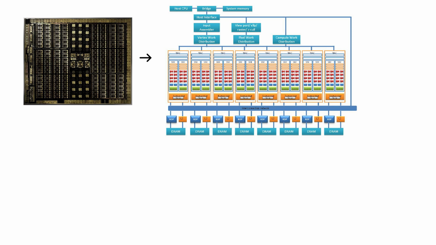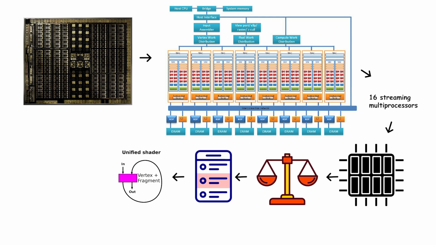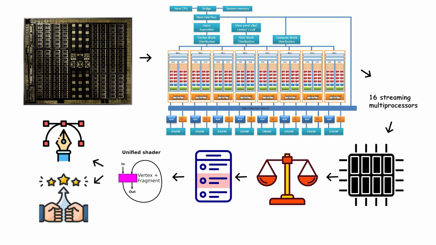Inside the chip, the Tesla design arranged 128 scalar cores into 16 streaming multiprocessors, grouped into 8 texture processor clusters. This layout scaled well and fed the unified shader model efficiently for both graphics and general computation.